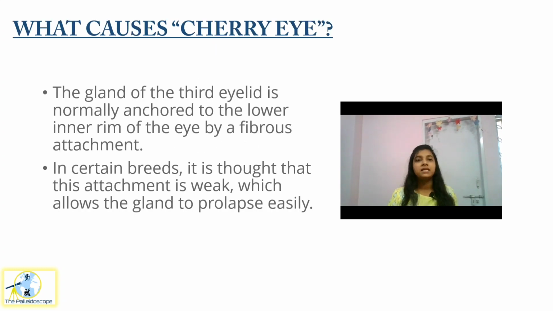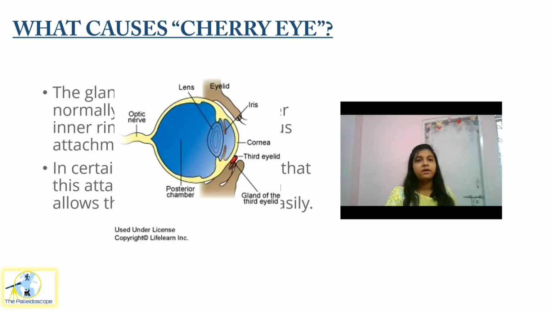What causes cherry eye? The gland of the third eyelid is normally anchored to the lower rim of the eye by a fibrous attachment. In certain breeds, it is thought that this attachment is weak, which allows the gland to prolapse very easily. So when this attachment allows the gland to prolapse, then you can see the gland here and it looks like a cherry, reddish in color, so it is called cherry eye. Okay, so this is the gland that we are talking about, the third eyelid. When it prolapses like this, it is called the cherry eye.